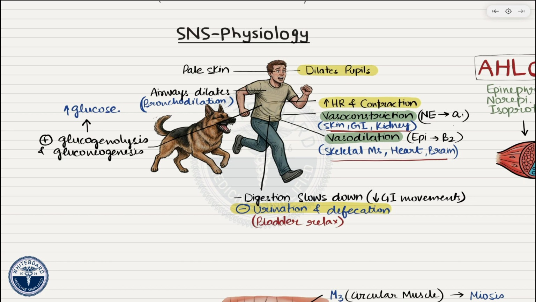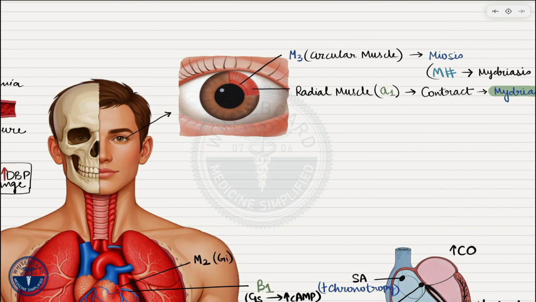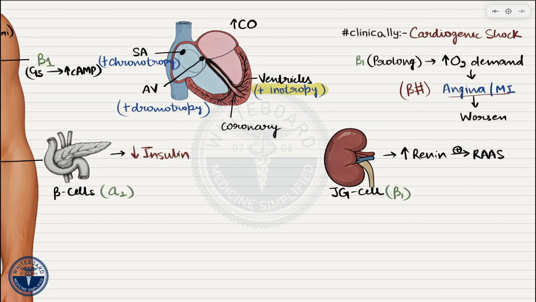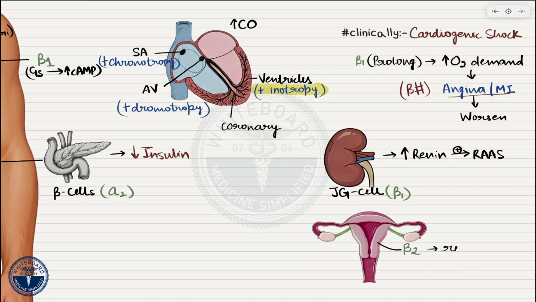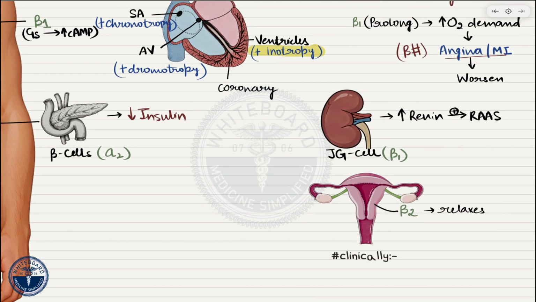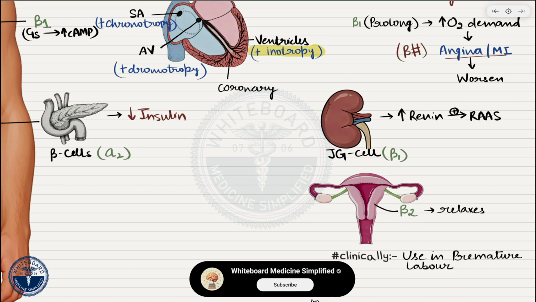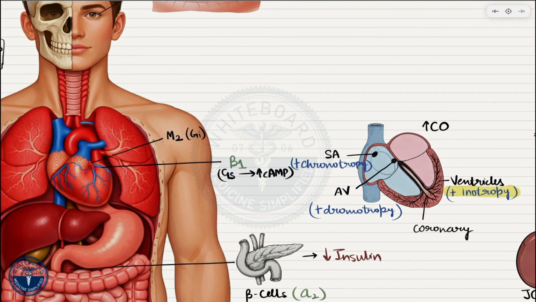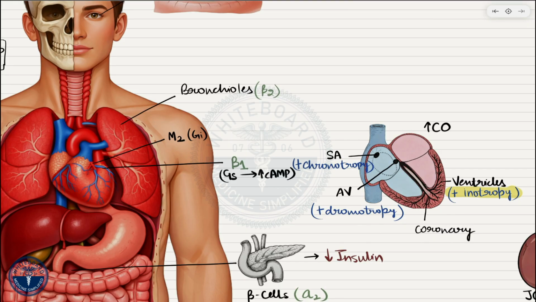In addition to blood vessels, beta 2 receptors are also present on several other smooth muscles in the body. One important example is the uterus. When beta 2 receptors are stimulated, the uterine smooth muscle relaxes, leading to a decrease in uterine contractions. This effect has an important clinical application. In cases of premature labor, beta 2 agonists can be used to relax the uterus and delay contractions, thereby helping to postpone delivery. Another very important location of beta 2 receptors is the bronchioles.